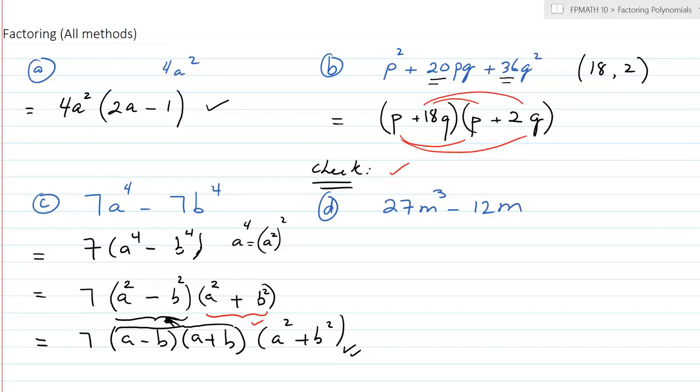GCF first. Notice that 3m is the GCF, so take 3m out, open the bracket, you get 9m squared, and you double check. 3 times 9 is 27, m times m squared is m cubed, minus 4. Great. Now you check. 9m squared minus 4, that's a perfect square. Alright, so 3m is outside. Now you'll get 3m minus 2, 3m plus 2.